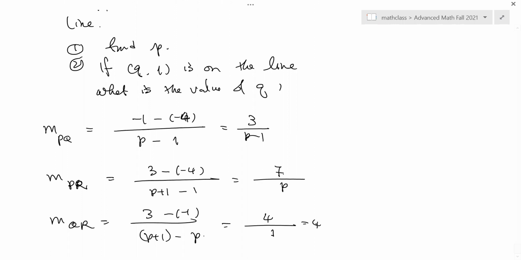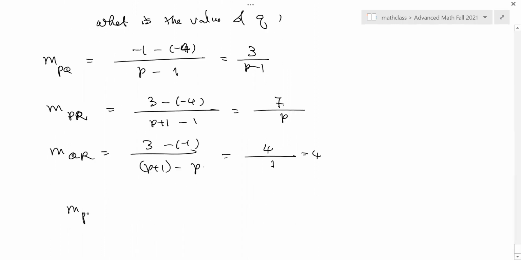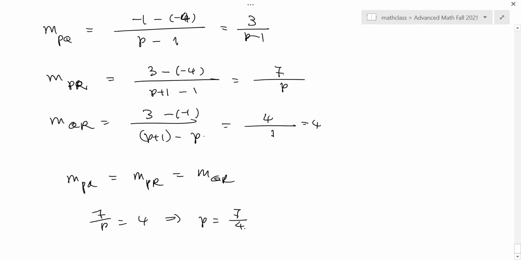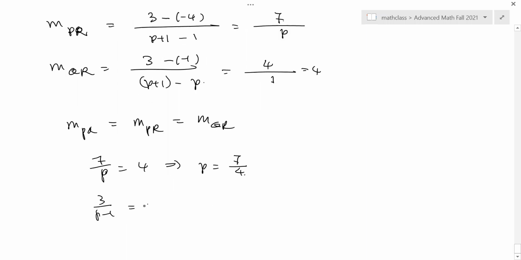All right. So we calculate the slope of the line passing through P and Q, P and R, and Q and R. But they are the same line, right? They all should be equal. So MPQ should be equal to MPR, should be equal to MQR. Because it's the same line. And let's see, we hope we don't get a contradiction. So 7 over p equals 4, that implies p equals 7 over 4. But how about this other one? 7 over p minus 1 equals 4, so that implies p minus 1 equals 3 over 4, so p equals 7 over 4. Exactly the same value. So it doesn't matter which pair you use. So we determined the value.